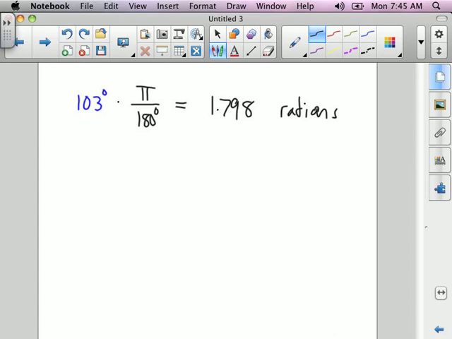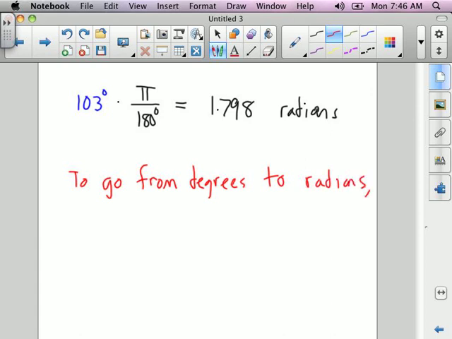Let me recap that for the final thing right here, just so you have the notes. To go from degrees to radians, multiply by pi over 180. That's kind of our conversion factor to do the problem.